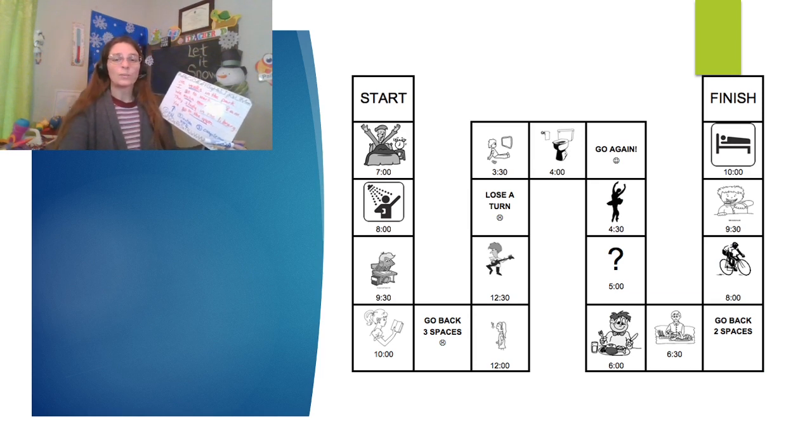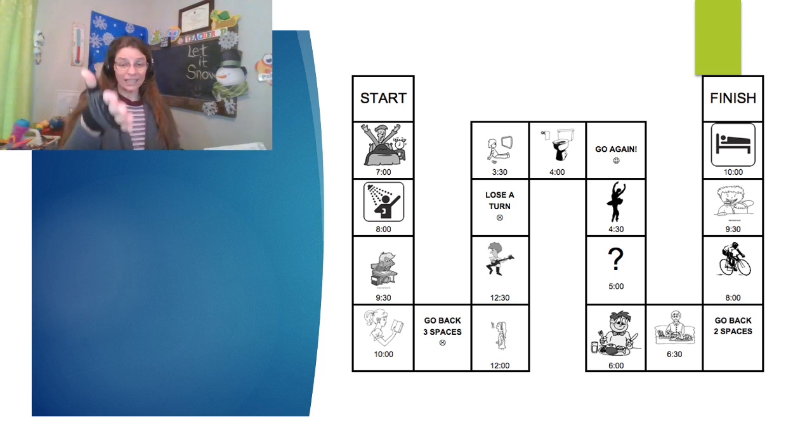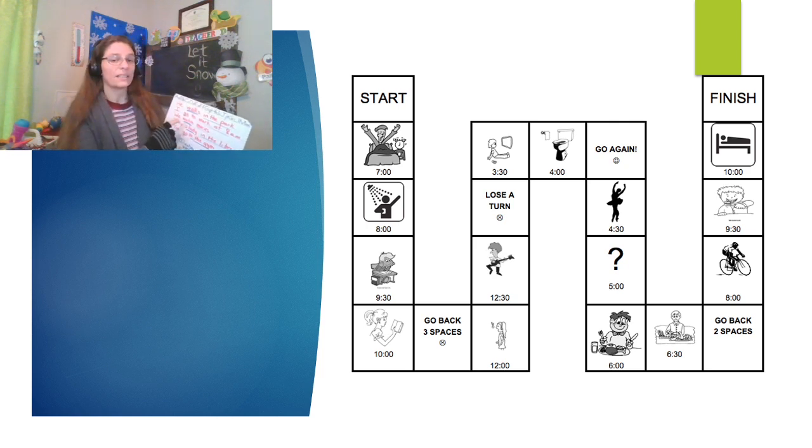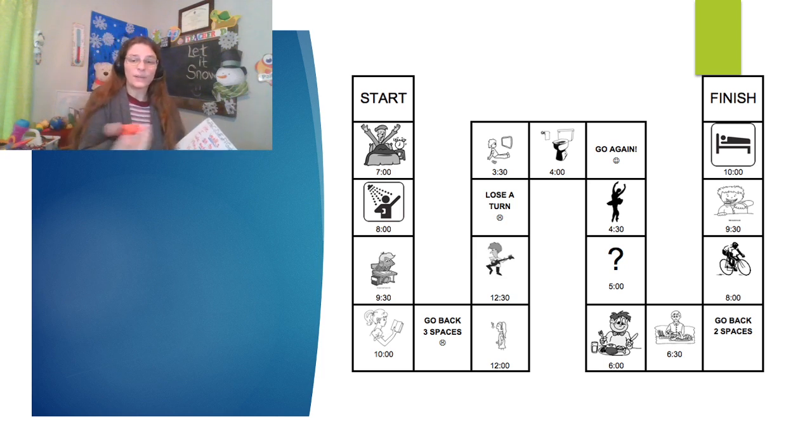Today, let's just begin with our daily routines. And as you can see, we have a start and a finish. That means we're going to roll this dice and we're going to say sentences about the number we get. These are the daily routines, so we're going to use our present simple sentences. Let's begin.